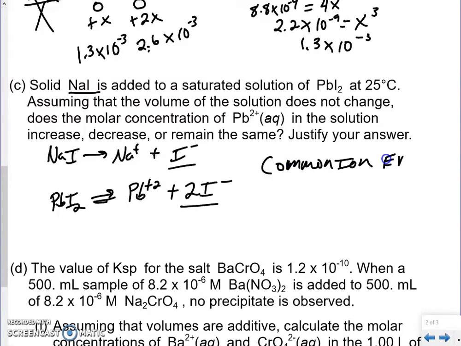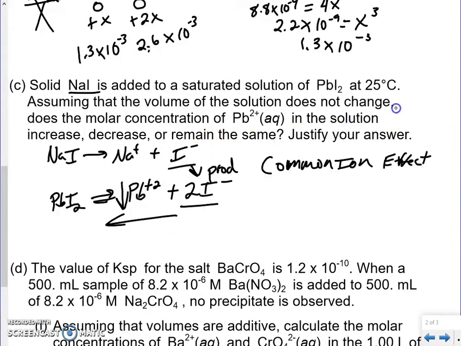What does the common ion effect do? The common ion effect basically means that because this solution is producing the same ion from two sources, it's going to result in a shift in the equilibrium. So think about it this way: we are adding iodide, which means we are adding a product. According to Le Chatelier's, if we add a product, what happens? It shifts towards the reactants, which means what's going to happen to lead? Lead is going to decrease.